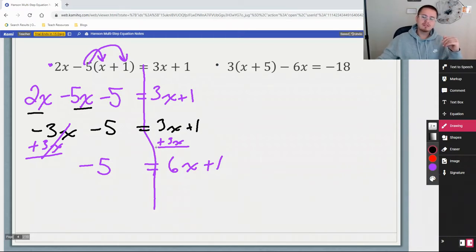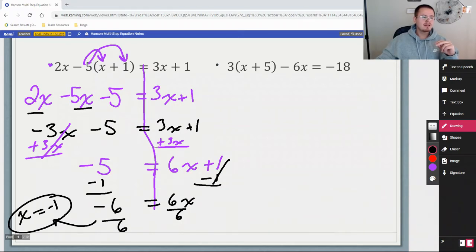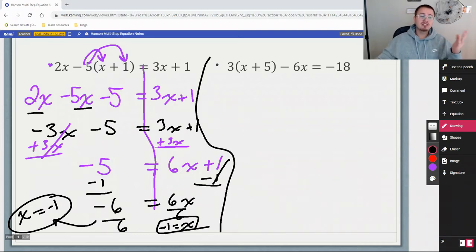Stop talking for a second, because this is a two-step equation where you're going to get rid of the 1 using the subtraction property of equality. And then you're going to get rid of the 6 next to the x using the division property of equality. And that's going to get you x equals negative 1. You may see it as negative 1 equals x, but it means the same thing. Igualmente, it's the same. So that's the gist.